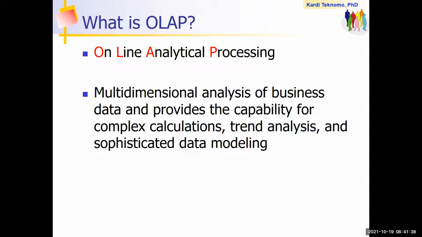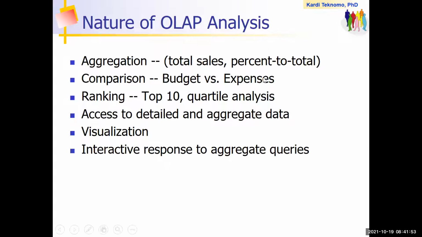So what is OLAP? Online analytical processing is a multi-dimensional analysis of business data, which provides the capability for complex calculation, trend analysis, and sophisticated data modeling. The nature of OLAP, these are the features. First is aggregation. So you get the total sales, the percent of total. For example, you compare the budget with expenses, you compare the expectation, the KPI, and the actual things.